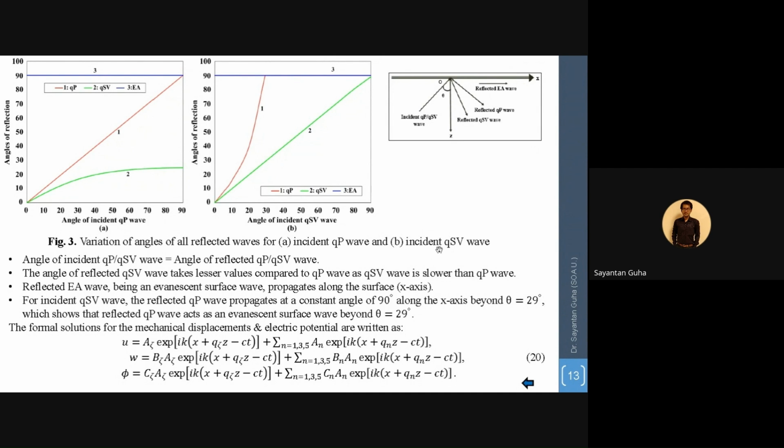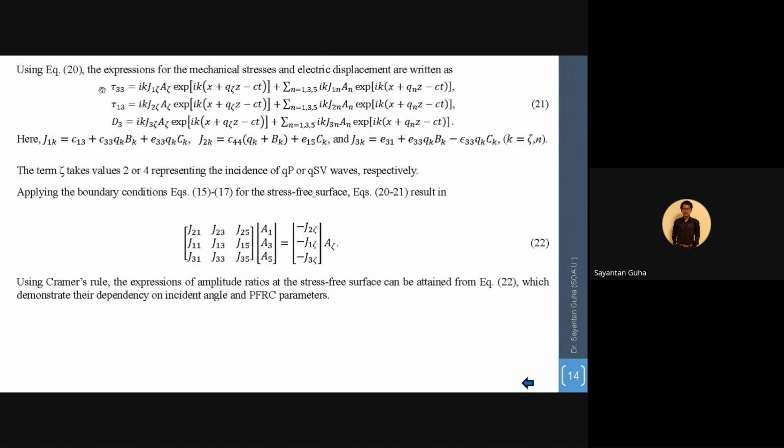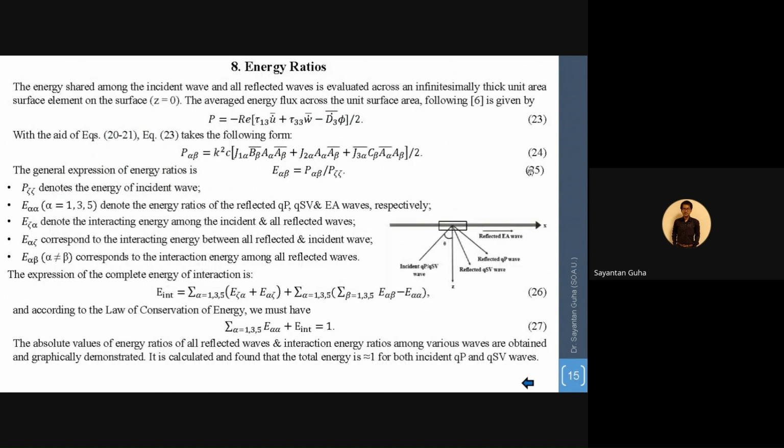Once all of these are derived, we finally have the expressions of the displacements, electric potential, stresses and electric displacement of the medium. On applying the boundary conditions, we obtain the final family of equations 22. Using Cramer's law, we finally obtain the amplitude ratio expressions of the system. Amplitude ratios are not enough to verify whether the entire energy of the system is conserved or not, for which we have derived the energy ratios. As per the law of conservation of energy, the energy carried by the incident wave should be equal to the sum of energies of all reflected waves, which I have shown graphically to hold.